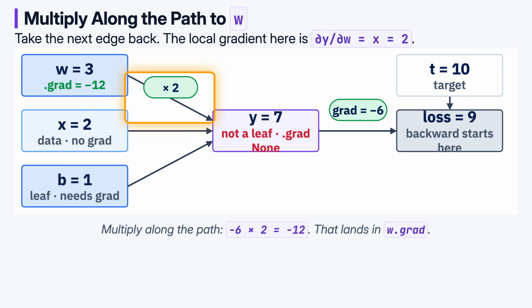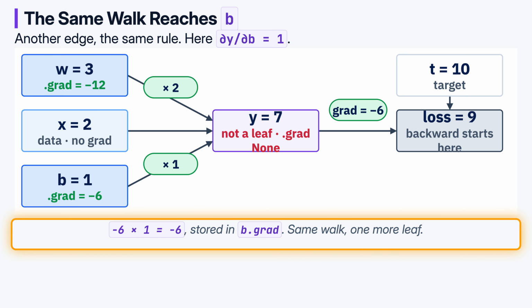Same walk, another edge, this time from y to b. The local slope here is 1, so minus 6 times 1. That's minus 6 stored in b.grad. b is a leaf too, so it keeps its gradient. Nothing new in the method: the gradient reaching y times this edge, one more time.